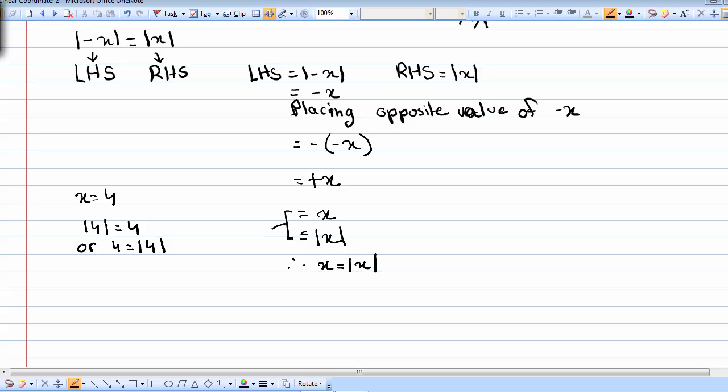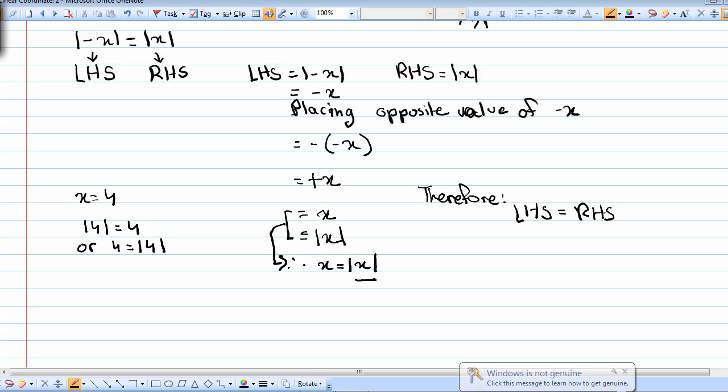This entire thing is the similar thing. So we now can see that we have arrived at the right hand notation. Therefore, we can write that LHS, or left hand side, is equivalent to the right hand side. So hence we can say that the absolute value of minus x is actually equal to the absolute value of x.